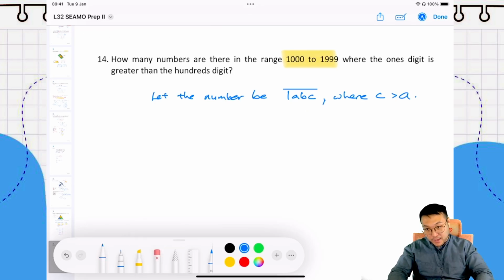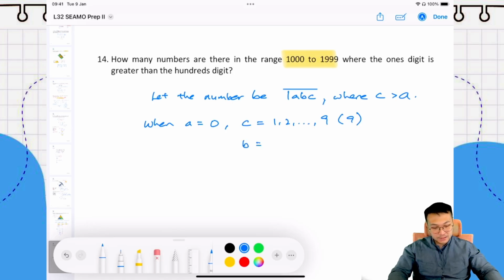We'll write this down. When A equals 0, what are the possible values of C? Because C must be bigger than A, right? Yes. What are the possible values of C? 1, 2, 3, 4, 5, 6, 7, 8, 9. And how many options are there here? 9 options. And what about B?